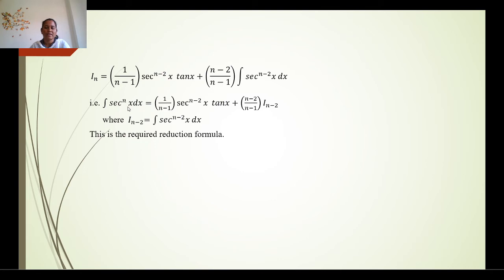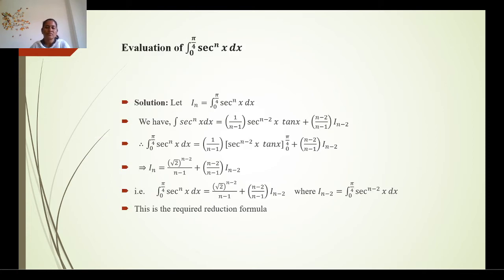What is I n? Here I n is the integral of secant to the power of n x dx, which is equal to 1 by n minus 1 secant to the power of n minus 2 x tan x plus n minus 2 by n minus 1 times the integral of secant to the power of n minus 2 x dx, which is I n minus 2. So this is the required reduction formula for secant to the power of n x dx. Next we move on to evaluation with the limits 0 to pi by 4.